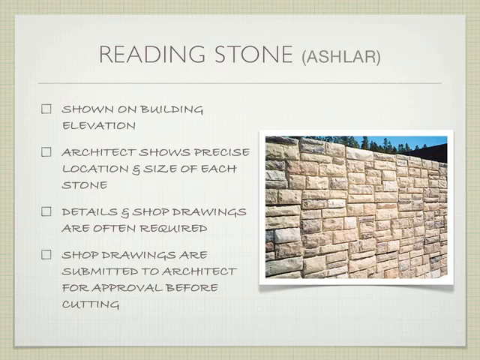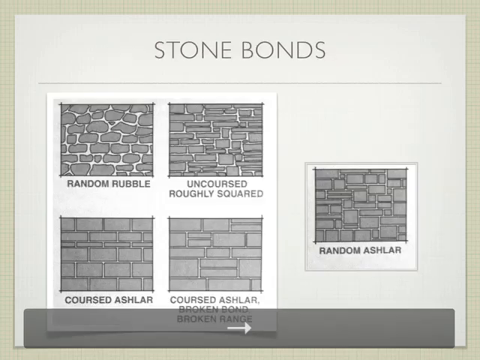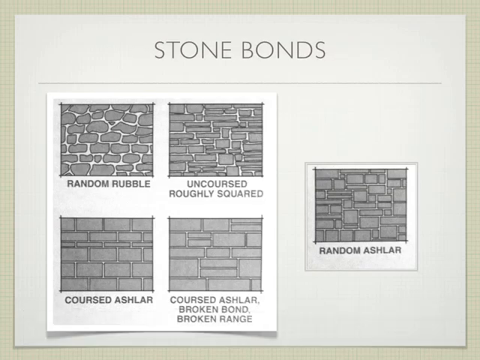Right? In this particular instance, the architect shows the precise location on the plans. The fabricator makes shop drawings that say these are the size pieces we're going to make, and this is where they go. The architect then reviews and says, yes, I like this. Go ahead and make them. Okay? So this kind of helps show these a little bit.